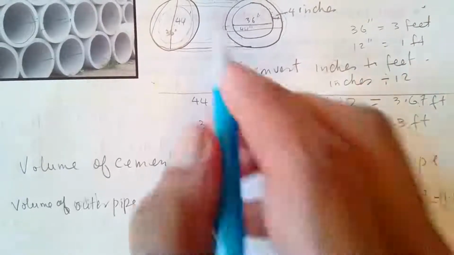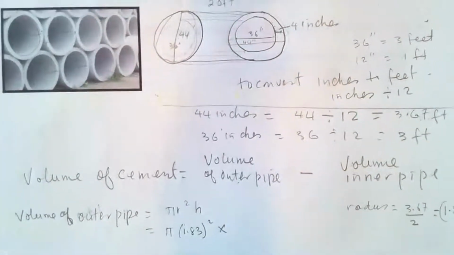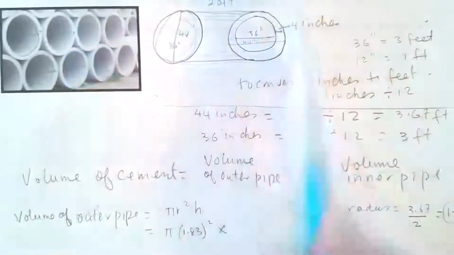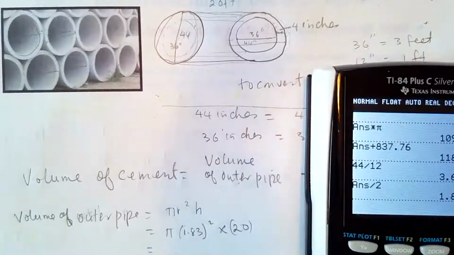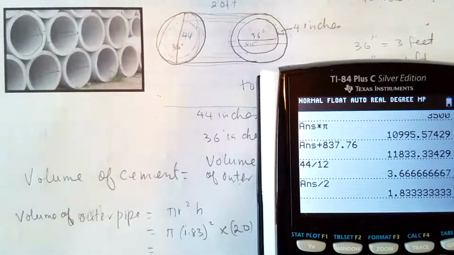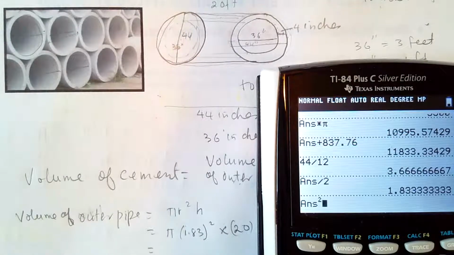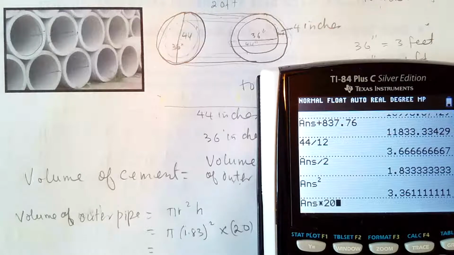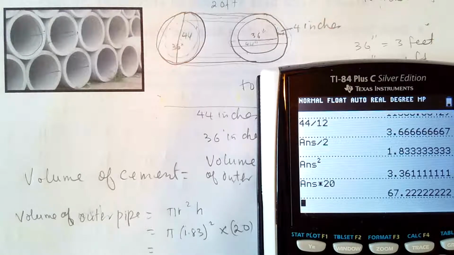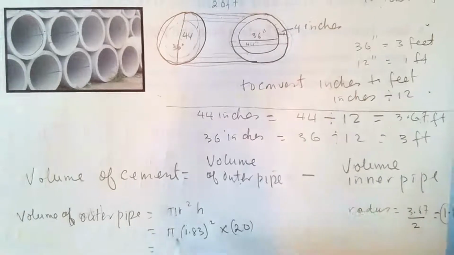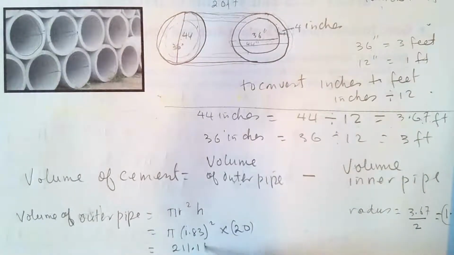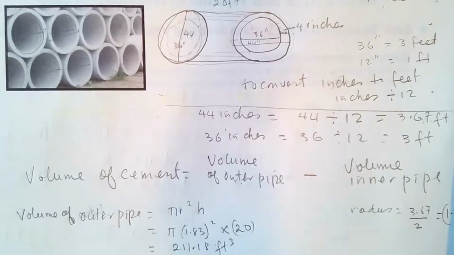Now we multiply by the height. Now the height of the pipe is 20. That tells us the length, which is referred to as the height, 20. Now we have our square, so I'm going to square this since I already have it in my calculator. Multiply by 20 times pi. 211.18 cubic feet. Now that's the outer pipe.